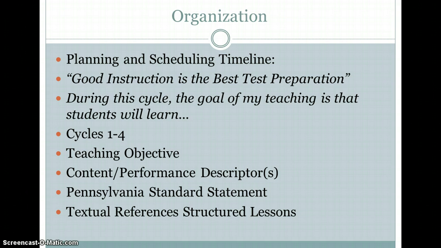And the Pennsylvania Standard Statement, the content standard number and page numbers are listed next to each performance descriptor. The page number references the pages in core curriculum. And for textual references structured lessons, this part of the PST shows what resources are being used, which lessons on certain pages, and special activities.